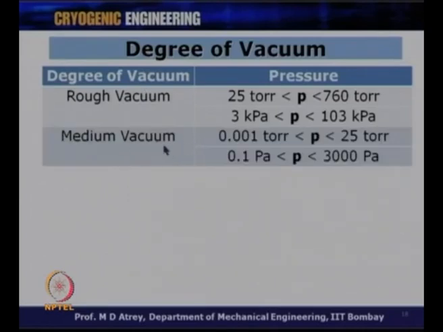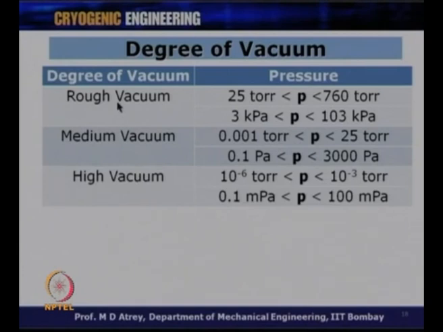Then we have a medium vacuum between 25 torr and 0.001 torr, that is 10^-3 torr, also given in Pascals over here. Then we have a high vacuum. So, we have rough vacuum, medium vacuum, and high vacuum. The high vacuum is between 10^-3 and 10^-6 torr.